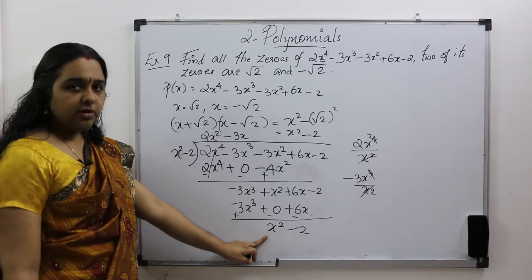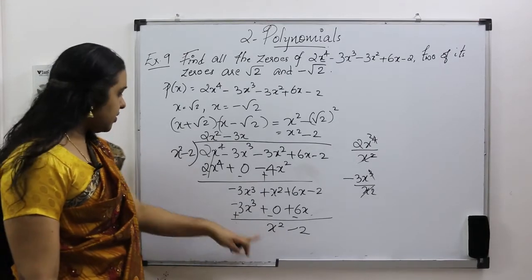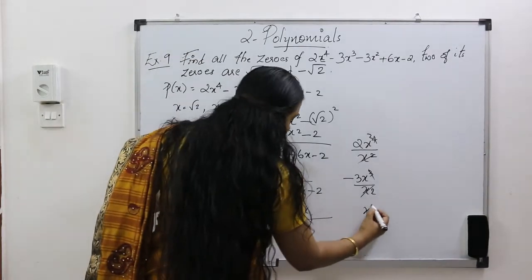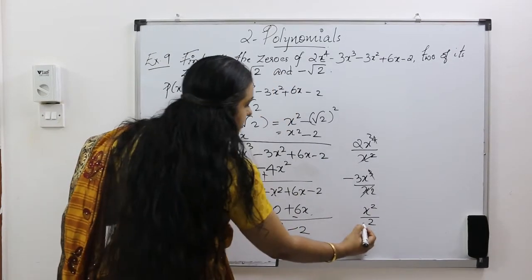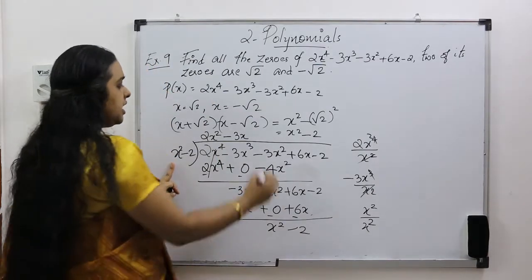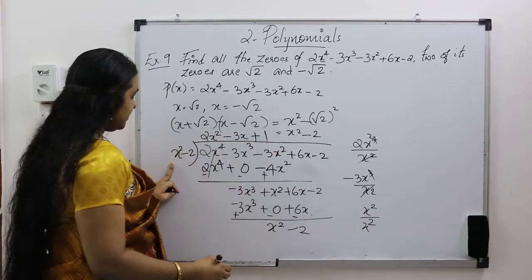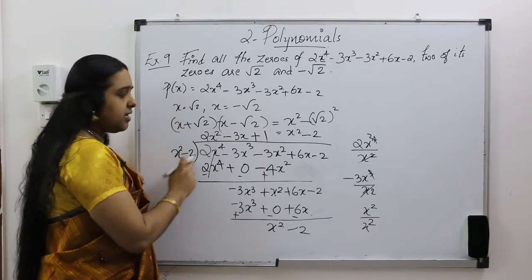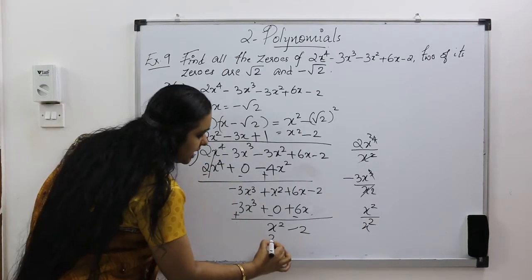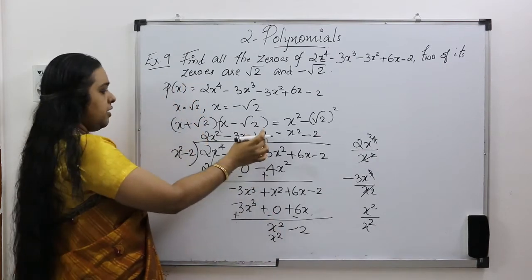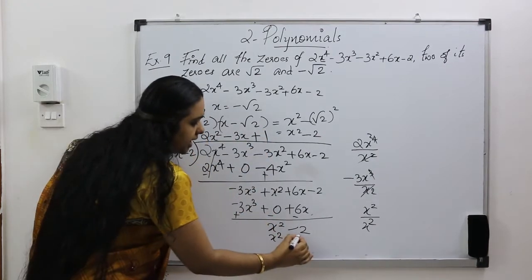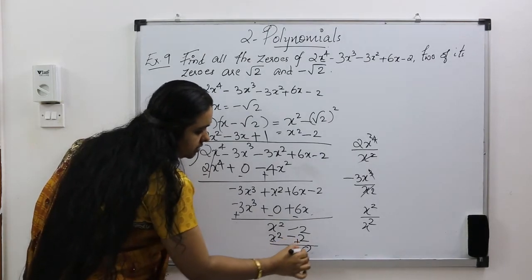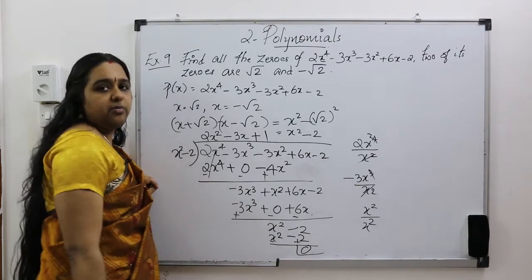Take the first term of our new dividend, x square minus 2, that is x square, and divide it with the first term of the divisor. That means x square by x square. Right? x square by x square is 1. This will become plus 1. Then multiply 1 with each term of the divisor. 1 into x square is x square. 1 into minus 2 is minus 2. Subtract. This will become 0. So our remainder is 0.